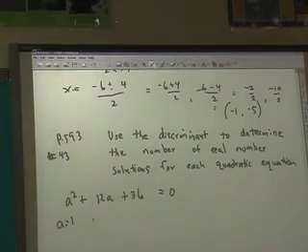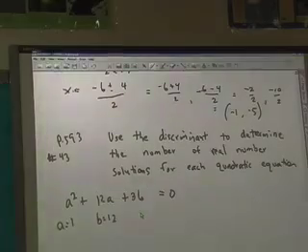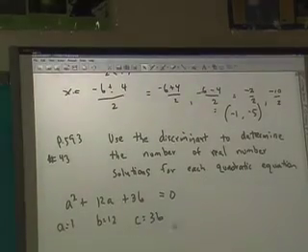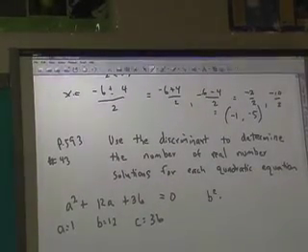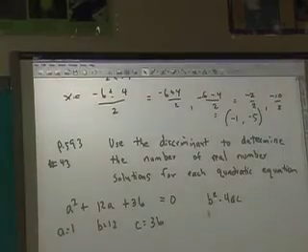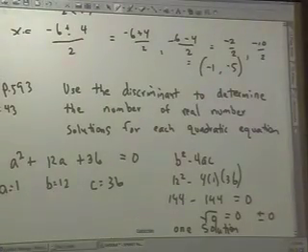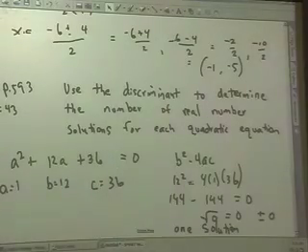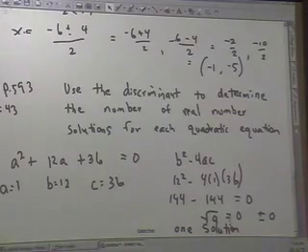A equals 1, b equals 12, c equals 36. What's the discriminant? Always get the discriminant. It makes your life easier. Okay, so we figured out the discriminant. B squared minus 4ac is 12 squared minus 4 times 1 times 36, which is 144. 144 minus 144 equals 0, and the square root of 0 equals 0.